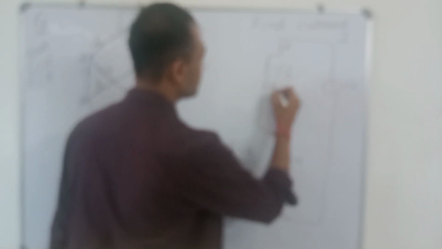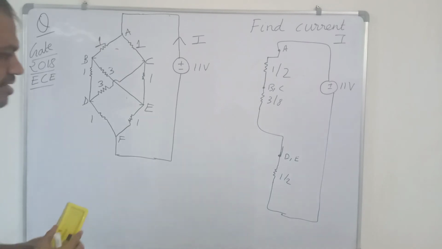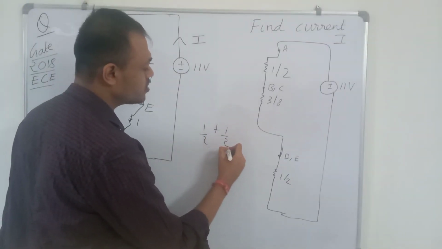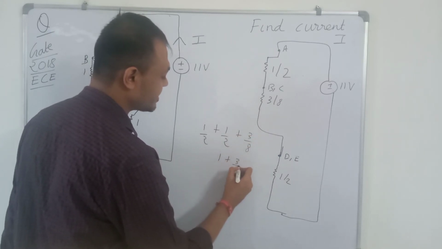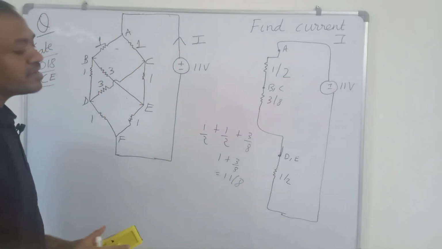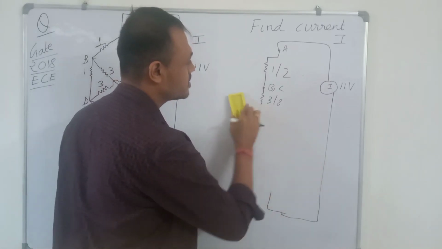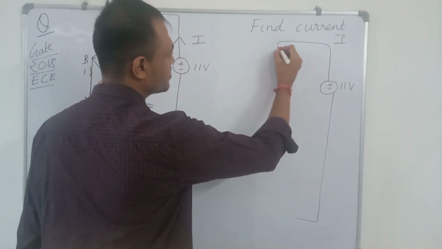This point is B comma C. Now 1 by 2 and 1 by 2 and 3 by 8 are in series. So they will be equal to 1 by 2 plus 1 by 2 plus 3 by 8, which is 1 plus 3 by 8, so it will be 11 by 8. So this whole combination can be replaced by a single resistor of 11 by 8 ohm.